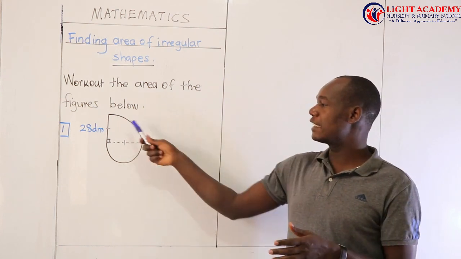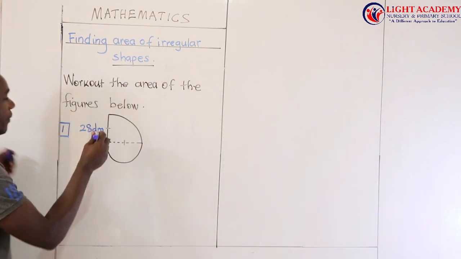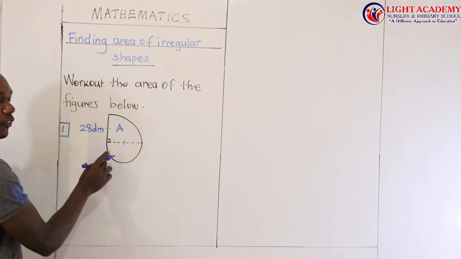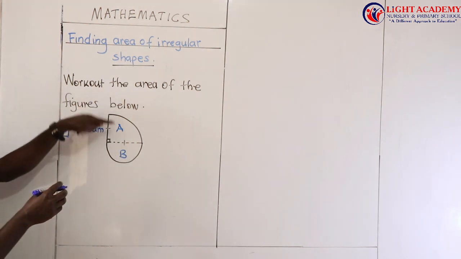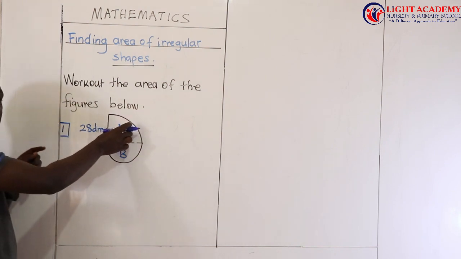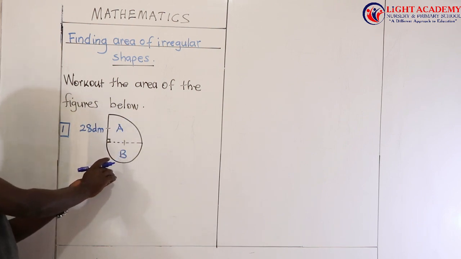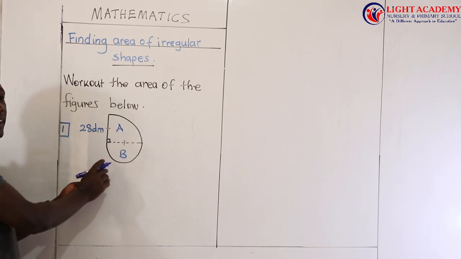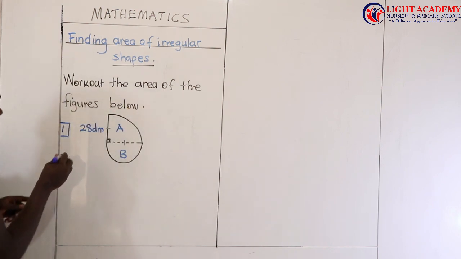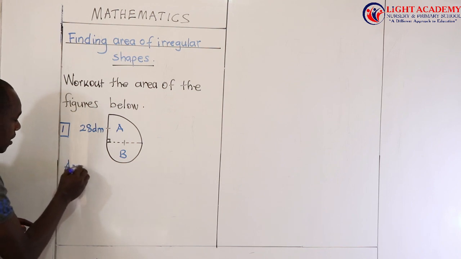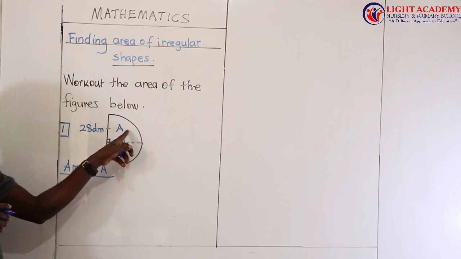So now I will separate this figure into A and B. I'm going to name the upper figure A and then the lower figure B. In actual sense, our figure A is from this point up to the middle here, which is actually a quadrant. So I can work out area of a quadrant. Even below here is a semicircle, which I can also work out its area. So let's work out area of only the upper part, which is area of A. Area of A. And just like we said, our A is a quadrant.